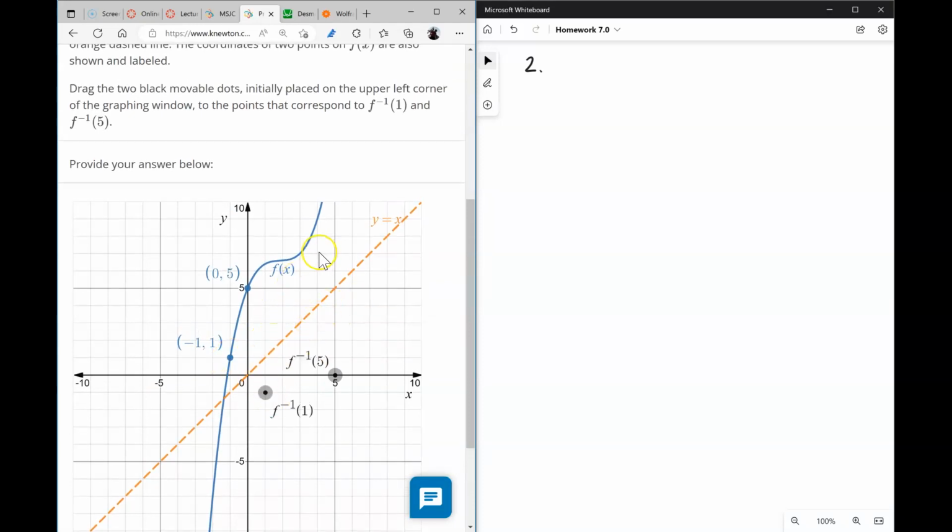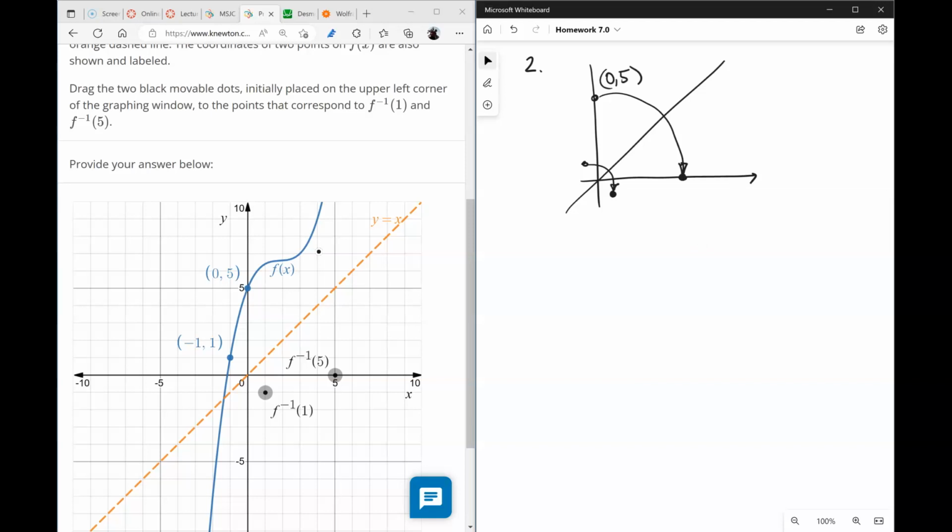So if you tilt your head 45 degrees to the right, you'll be able to see the symmetry and how this point became this, and this point became this point. Again, reflection is the act of swapping x and y. So (0, 5) becomes (5, 0), and (-1, 1) becomes (1, -1).